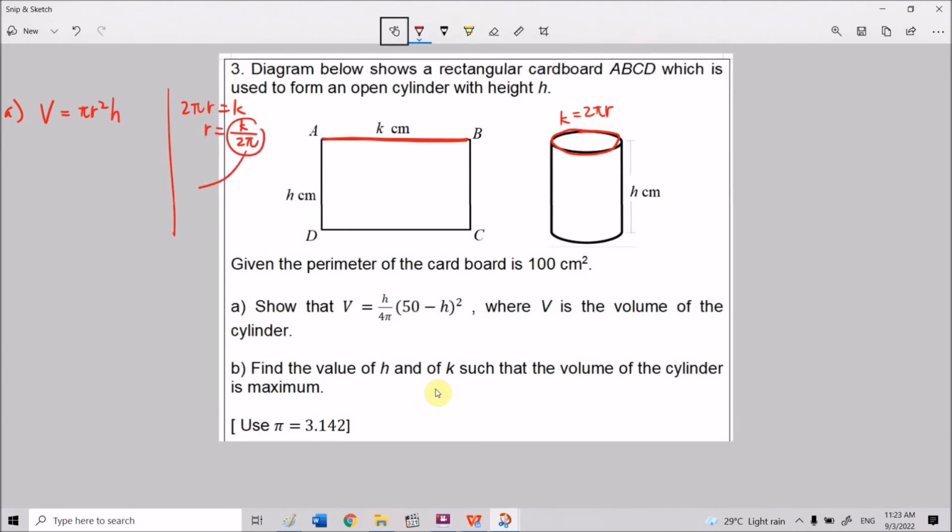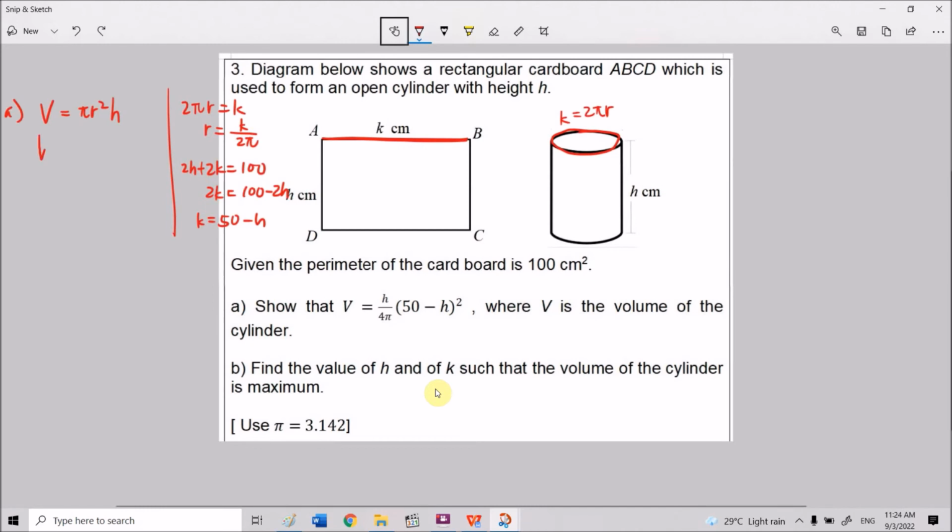But if we substitute this into this, there is still k inside. From the given question here, there's no k involved. We try to substitute k with h. We have been told that the perimeter is 100. So h plus k plus k plus h, 2h plus 2k equals 100. Since we want k in terms of h, I move the h to the other side, and I get this. Now I can substitute this into this one.